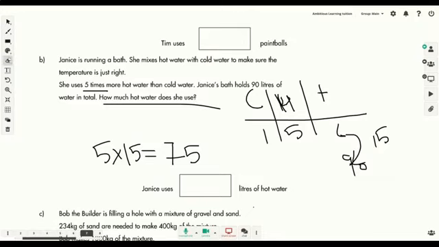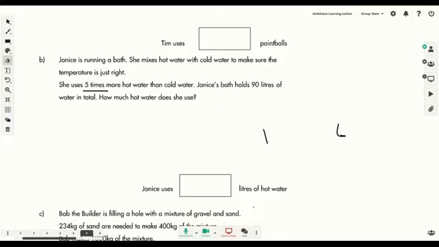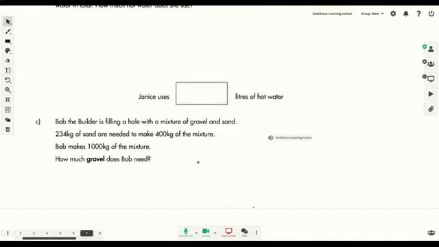If you're stuck on something, I would highly recommend trying to do it yourself and then looking at my working out and my answers. So let's go on to number C now.